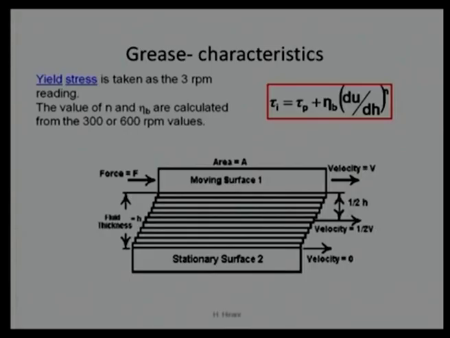I believe that operating at 3 rpm gives a tau p, operating at 300 rpm may give one constant, and operating at 600 rpm may give another constant. So, we require 3 conditions.